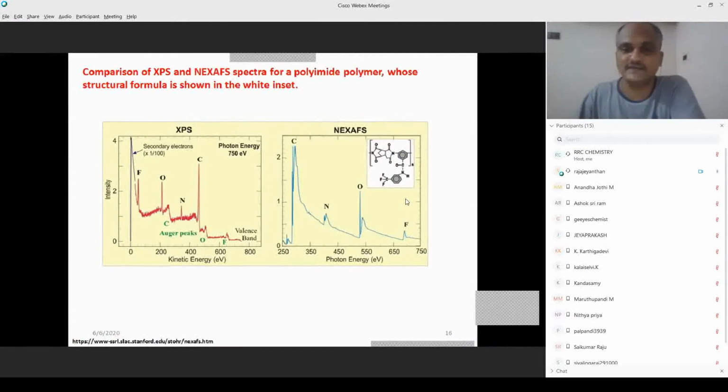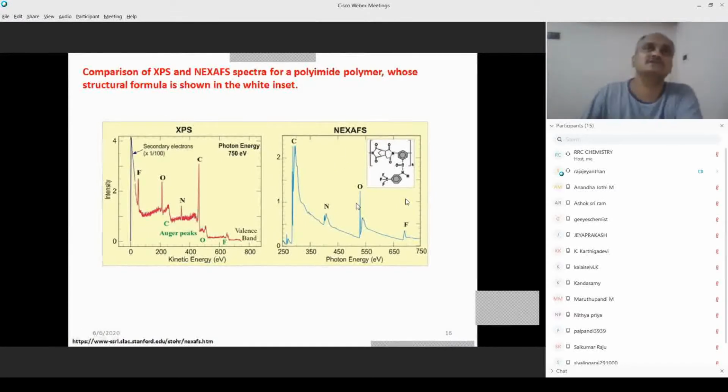But we can get very clear information in NEXAFS. For example, take a polyimide polymer that is shown in the white color here in the inset image of the NEXAFS spectra. In this polymer there are four different atoms: nitrogen, oxygen, carbon, and fluorine. In the XPS spectra and the NEXAFS spectra, you get elemental peaks for all these four elements. So four peaks are there, for fluorine, oxygen, nitrogen, and carbon. Similarly, in the NEXAFS spectra you can see carbon, nitrogen, oxygen, and fluorine. But if you watch the peaks very carefully, in the XPS spectra all the peaks are single peaks, but in the case of NEXAFS spectra, there are multiple peaks.